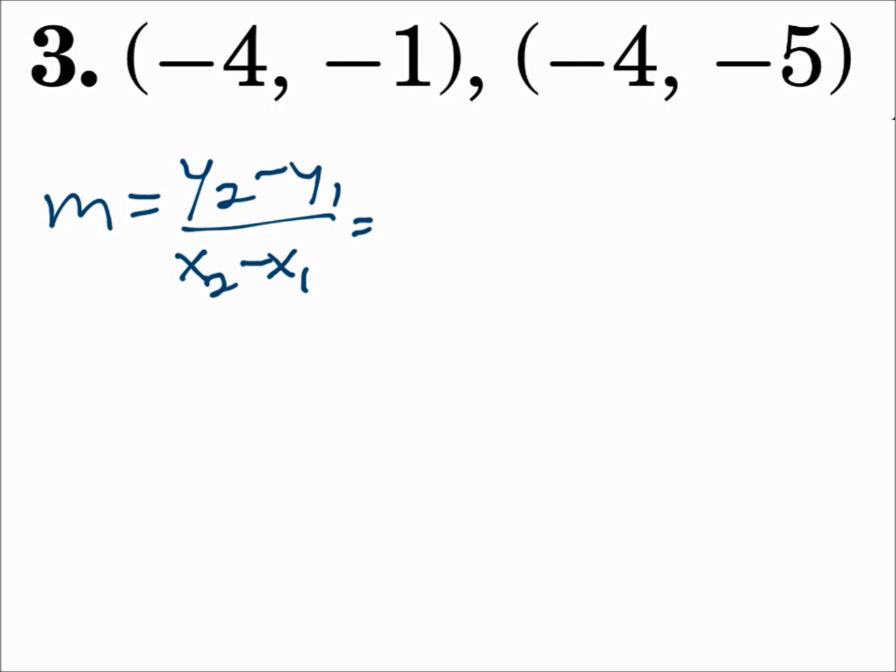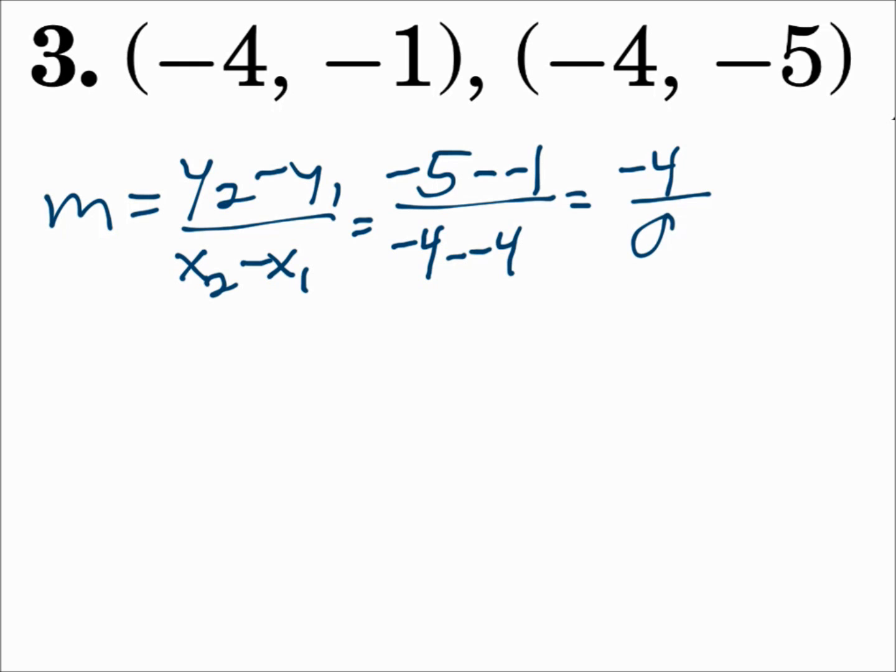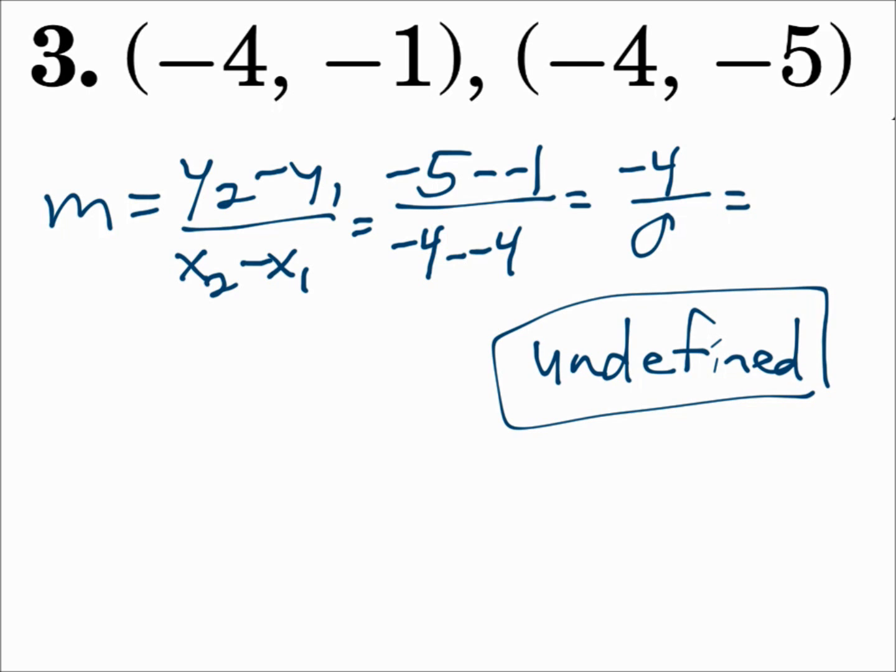For number 3, y2 is negative 5 minus y1 is negative 1 over x2 is negative 4 minus x1 is negative 4. Again, minus a negative is add a positive. Negative 5 plus 1 is negative 4. Negative 4 plus 4 is 0. And you can't divide by 0, so that's undefined. This is one of our vertical lines. Remember, when the 0 is under, it's undefined. That's how you remember. When the 0 is under, it's undefined.